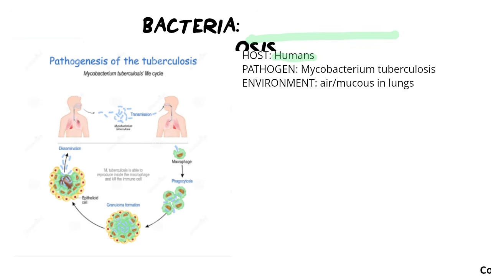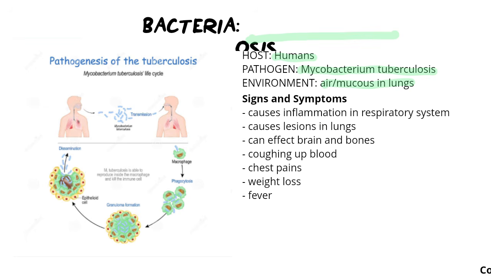The host is a human, specifically our lung tissue. The pathogen is called Mycobacterium tuberculosis. That's its scientific name. And the environment that we find it in is the air or the mucus within our lungs. And often we actually cough it out onto other people. And TB likes warm, damp conditions. So your lungs are the perfect place for them to grow.